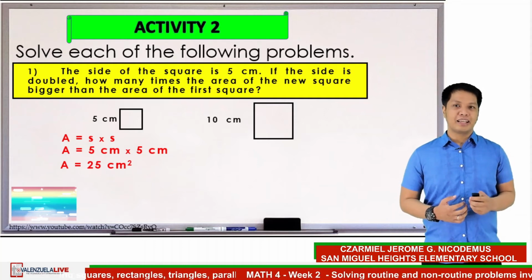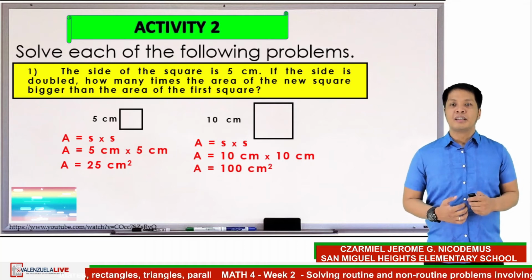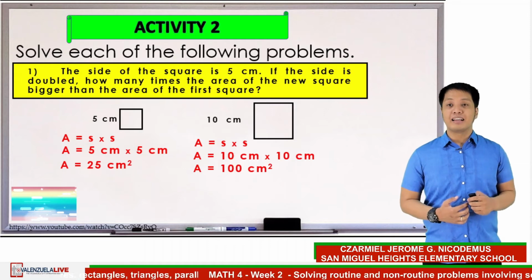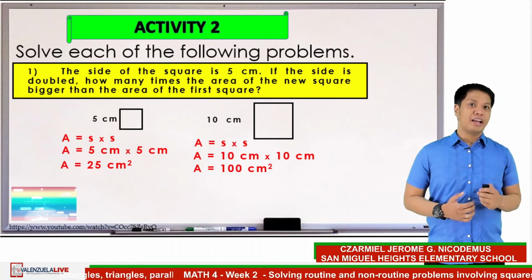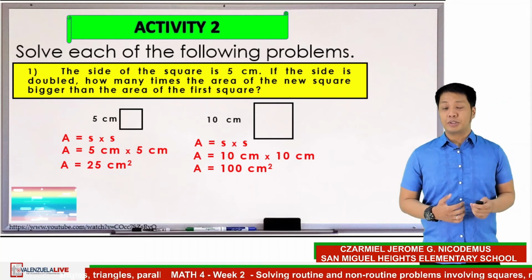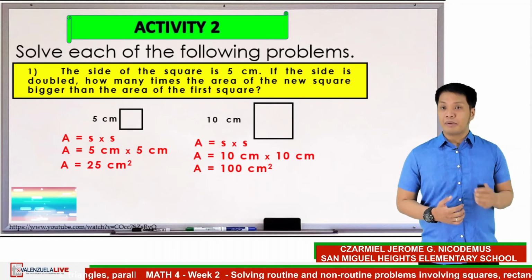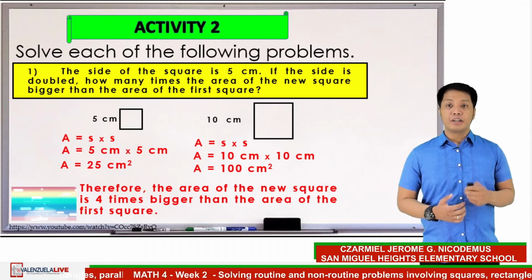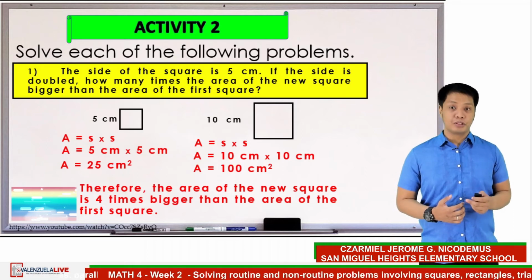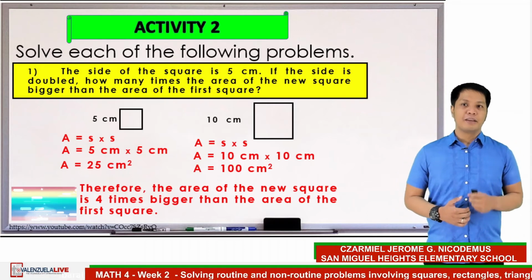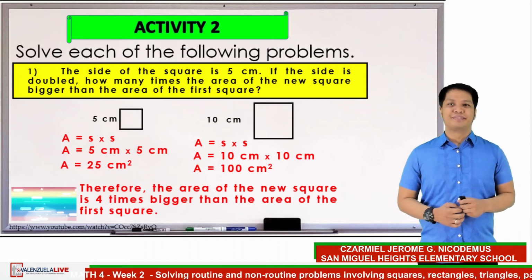How about the area of the second square? 10 centimeters times 10 centimeters. The area of the second square is 100 square centimeters. So to find how many times the area of the new square is bigger than the area of the first square, we need to divide 100 square centimeters by 25 square centimeters. Therefore, the area of the new square is 4 times bigger than the area of the first square, because 100 square centimeters divided by 25 square centimeters is equal to 4.